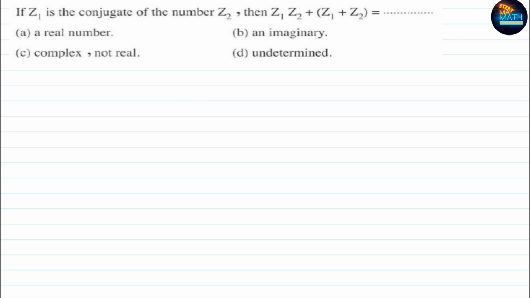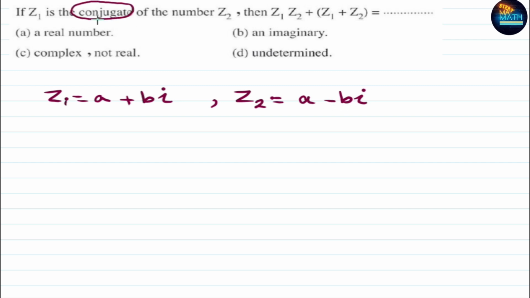If z1 is the conjugate of the number z2, then z1 z2 plus z1 plus z2 is equal to a real number, an imaginary number, complex not real, or undetermined. Let's suppose that z1 is equal to a plus bi, the form of the complex number. Then z2 is equal to a minus bi because they are conjugate numbers. We just change the sign of the imaginary part, bi, to negative bi.